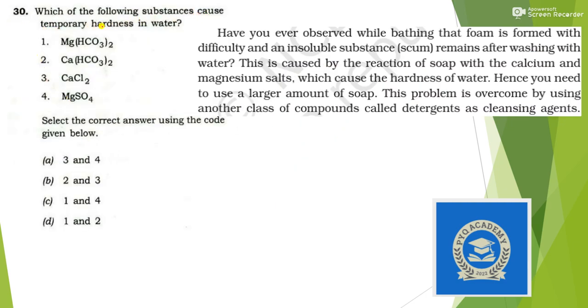Which one of the following substances causes temporary hardness? It is also a question asked in various examinations. So the answer is nothing but salts of magnesium and calcium. You can see here, have you ever observed while bathing that foam is formed with difficulty and insoluble substances remain after washing with water? This is caused by the reaction of soap with calcium and magnesium salts, which causes the hardness of water. So, calcium and magnesium salts.